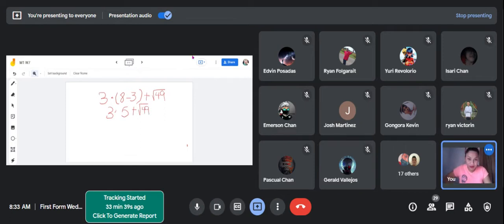What are we doing now? What goes after parentheses? What do you guys think we have to do next? The square root. Very good. Who can tell me what's the square root of 49? 7. How did you guys get 7?